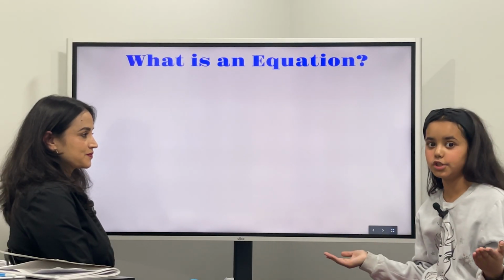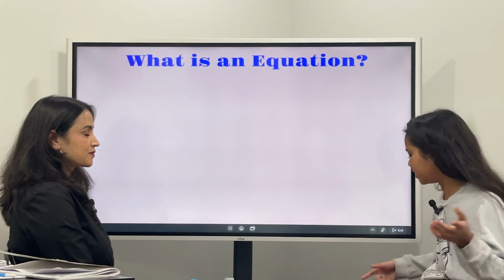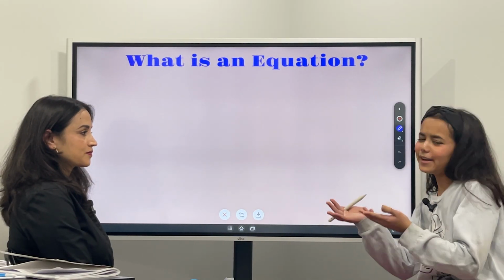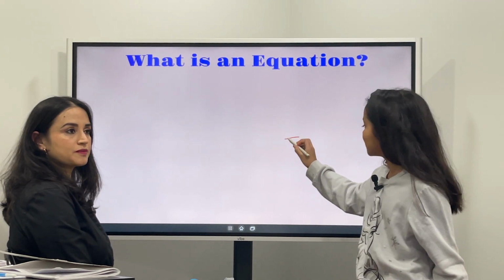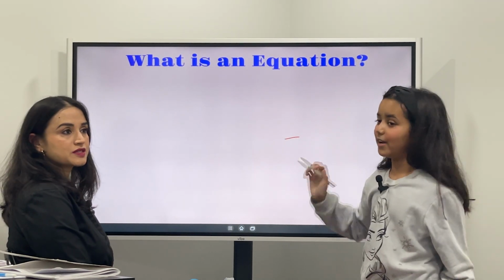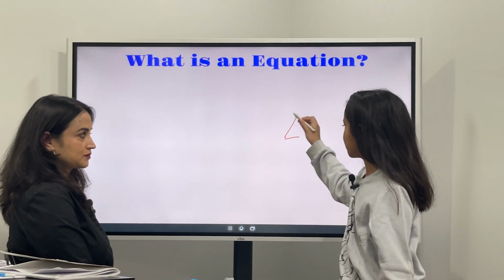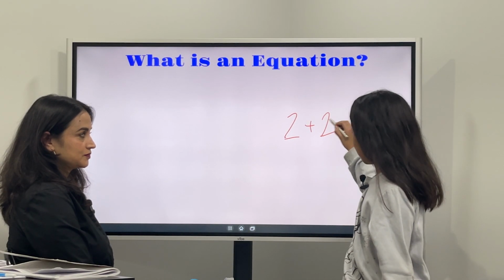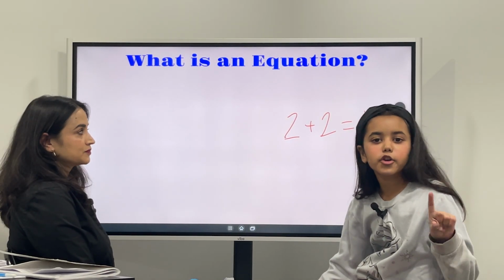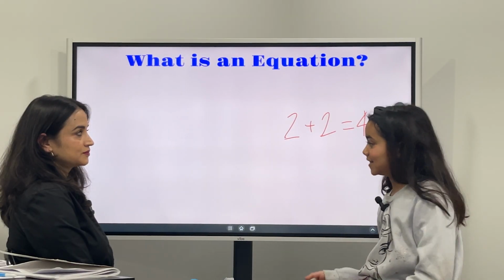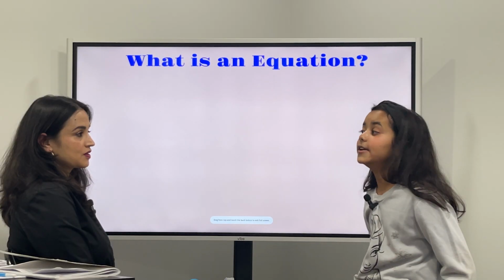What is an equation? Like we know the simple math problem. We know what an equation is. It's obvious. Yeah, so before we dive into cross multiplication, we need to understand what an equation is. Right? But what you guys are thinking is an equation is just like, for example, 2 plus 2 equals 4. But that's not the equation that we're talking about. It's different. But that is an equation. We're talking about a different equation.